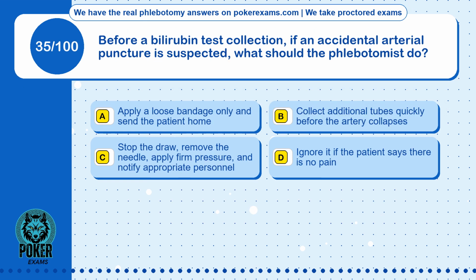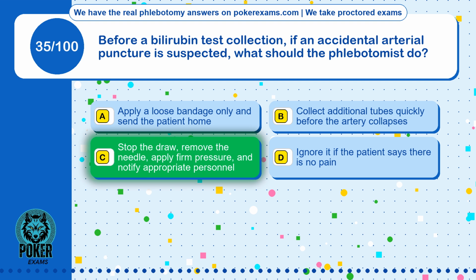Question 35. Before a bilirubin test collection, if an accidental arterial puncture is suspected, what should the phlebotomist do? Option A. Apply a loose bandage only and send the patient home. Option B. Collect additional tubes quickly before the artery collapses. Option C. Stop the draw, remove the needle, apply firm pressure, and notify appropriate personnel. Option D. Ignore it if the patient says there is no pain.